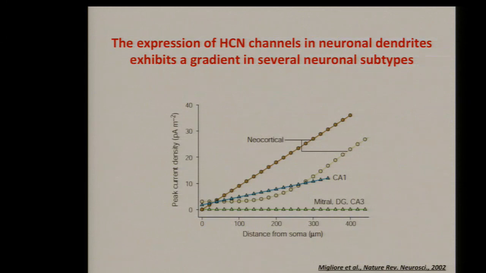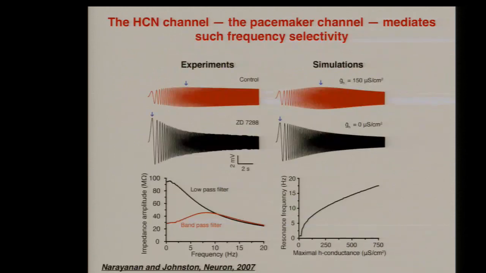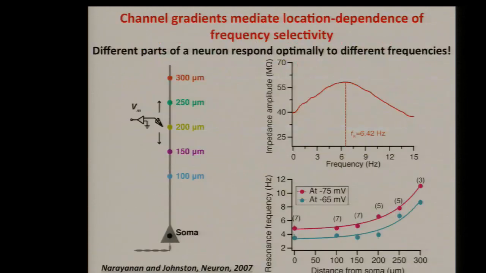So you would predict that as the distance from the cell body changes, the resonance frequency also increases over here. Right? So that's what you would predict. And that's what happens if you experimentally test this by actually recording from these dendritic structures at different locations. You see that there is an increase in the resonance frequency. At the cell body, at different voltages, this is around 4 hertz. On the other hand, this is around 9 hertz over here.